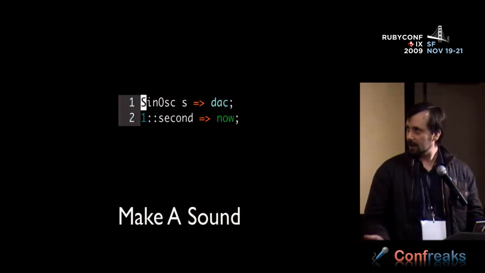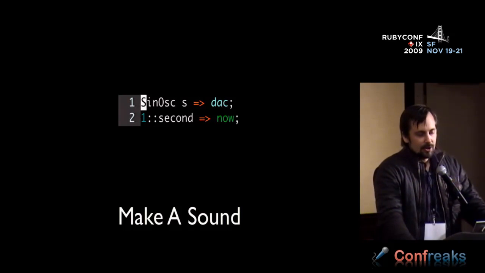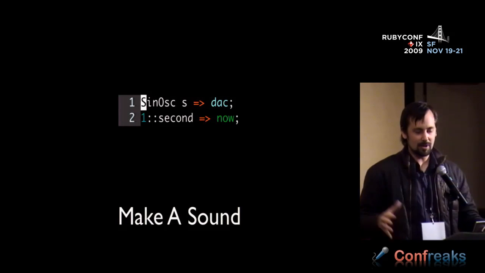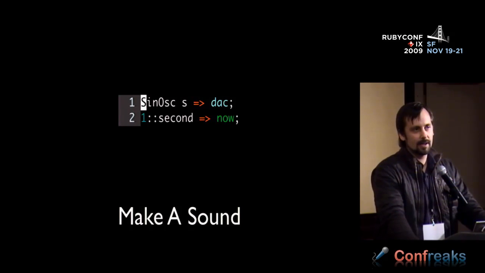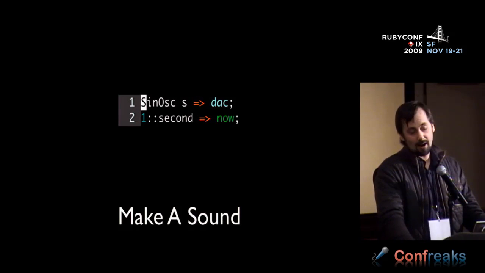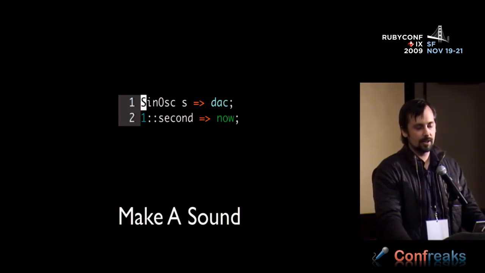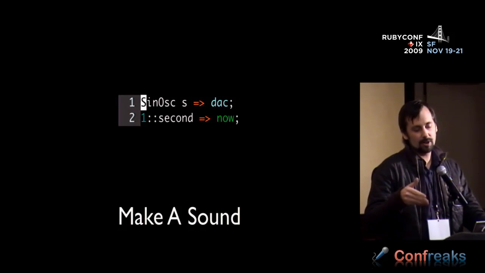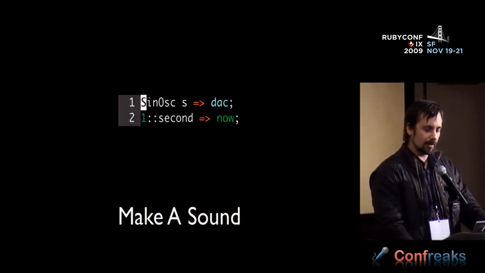Say you want to make a sound. Line one creates a sine wave oscillator, assigned to the variable s, and then it is chucked to the digital audio converter. Nothing would happen if you just wrote this line, because time is standing still. You have to explicitly advance time in Chuck, which is one of the interesting properties of the language: time is actually a data type. The second line is chuck 1 second to now, which means I'm going to play the sine wave oscillator until 1 second has elapsed. It's basically saying I'm not going to do anything with the scheduler until this amount of time advances.